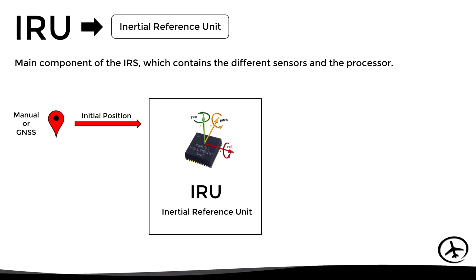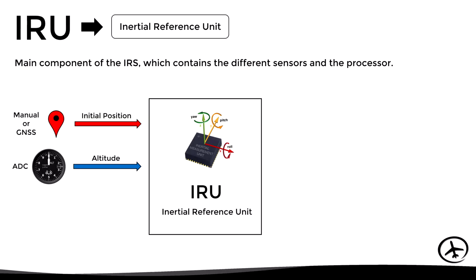This initial position is quite important, since it is based on this position that the system will make the position estimations during the flight. Another important parameter is the barometric altitude, as this is used to compensate for the inertial altitude calculated by the system. This information is normally provided by the air data computer, which we have already discussed in previous videos.